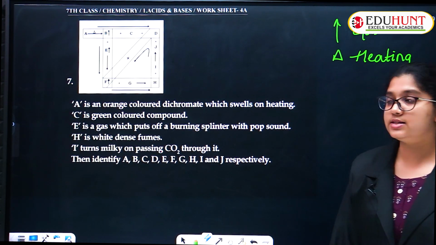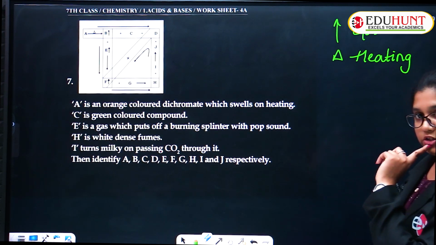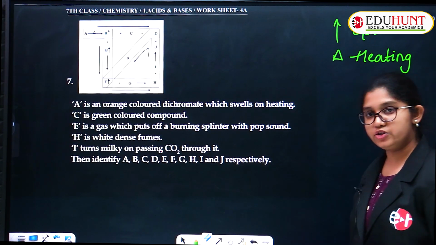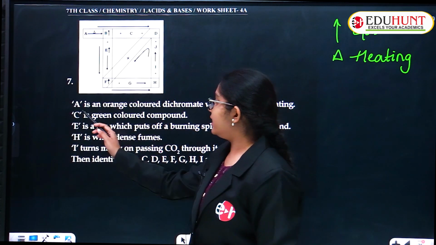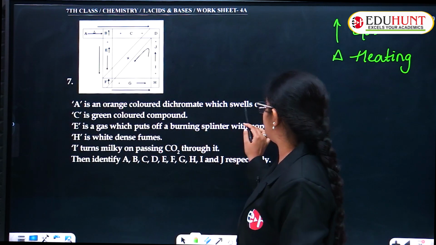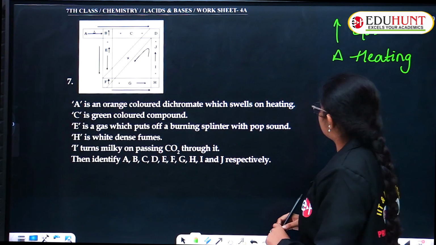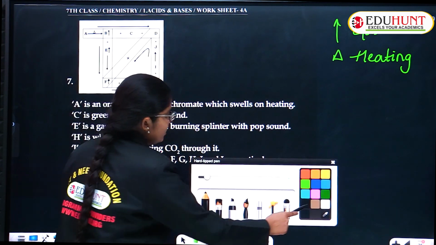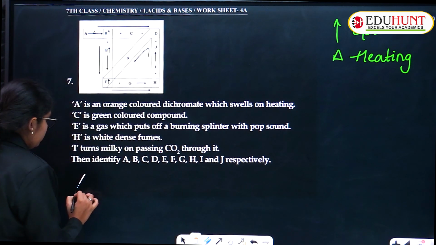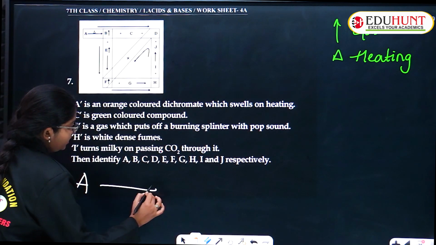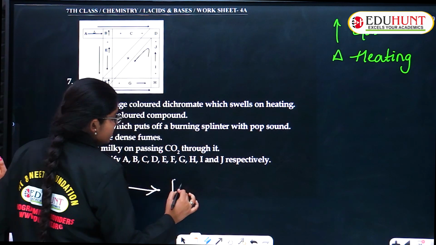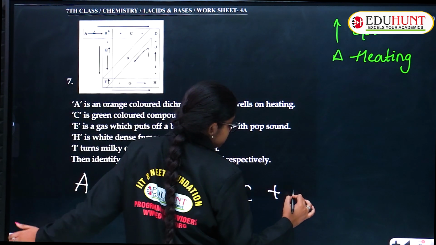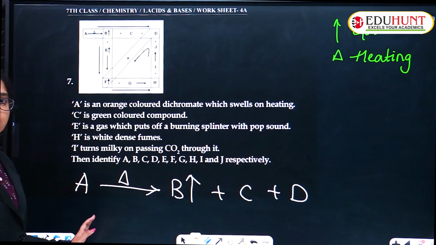Children, listen. This particular flow chart is talking with us with the given information. Okay, let's see what that is. A is an orange colored dichromate which swells on heating. So we have an equation, what is that? A plus, I'll add the equation here. A upon heating gives rise to B, which is a gas, plus C plus D. We have to identify all of that.